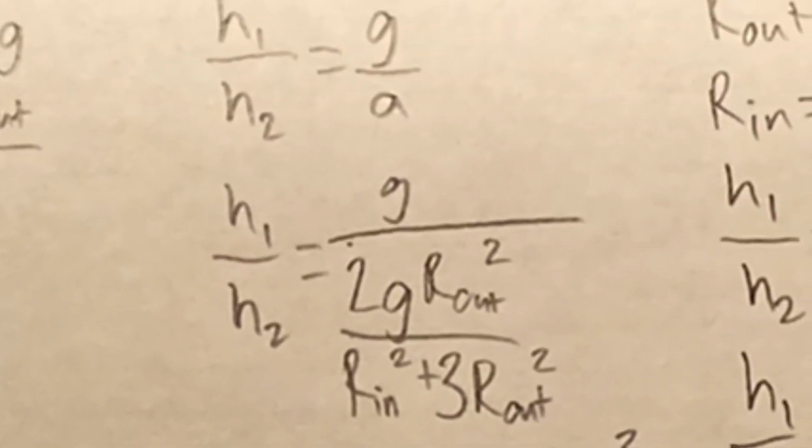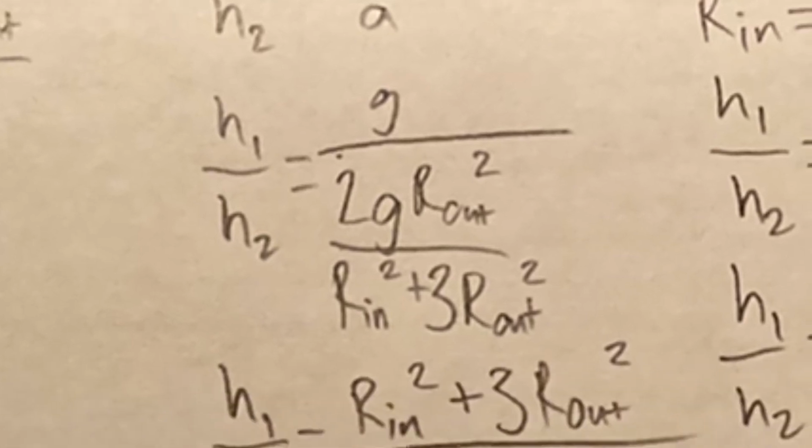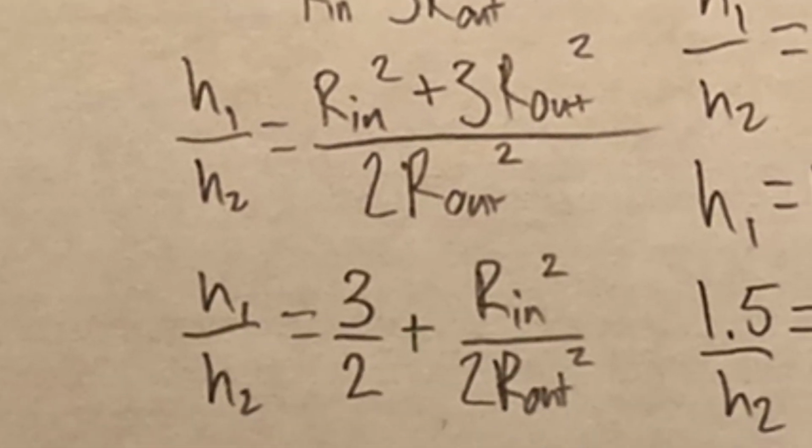So next we go back to our h1 over h2 equals g over a, and we plug in the a that we just found. So h1 over h2 equals g over 2g r of the outside squared over radius of the inside squared plus 3 radius of the outside squared. And we begin to simplify that. We get h1 over h2 equals r of the inside squared plus 3 radius of the outside squared over 2 radius of the outside squared. So h1 over h2 equals 3 over 2 plus radius of the inside squared over 2 radius of the outside squared.